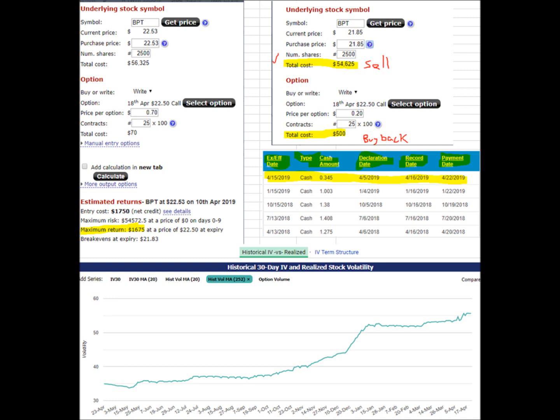The next step is that you want to write a call, and you're going to be short a call. So when you write a call, you're also short a call. Those are similar language on that position. What that means is that you're going to be collecting premium income on BPT. You're going to write 25 contracts, and you're going to use a call expiration date of 4/18/2019, which is the following Friday from when you purchased the position on Tuesday, 4/10/2019.